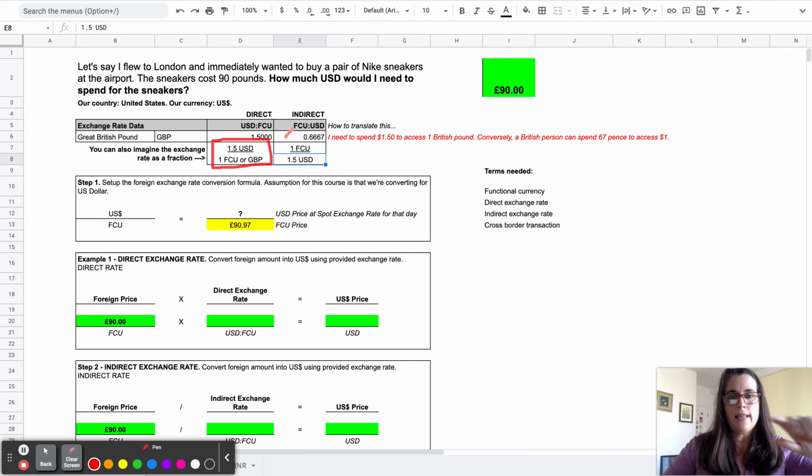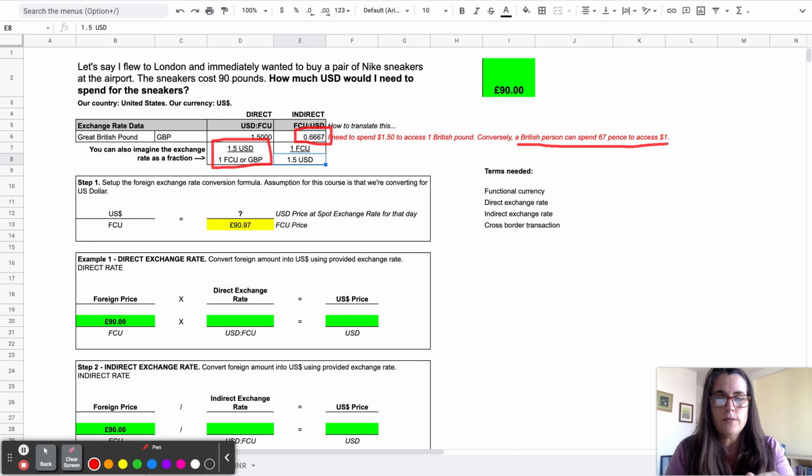The indirect rate is simply taking the inverse. It's simply taking the 1.5 over 1 and flipping it. If we do that, we get a 0.667 value. I invite you to do that math, and you'll see that 0.667 is the inverse of 1.5 over 1. What that is saying is a British person can spend 0.667 pounds to access $1. It's also basically saying 1 foreign currency unit divided by 1.5 US dollars. The math here is something I invite you to sit with: take out a calculator, use Excel or Google Sheets, and run through the math on your own.